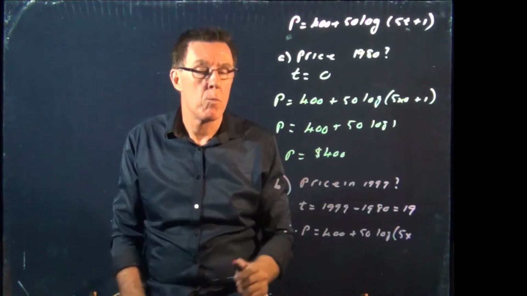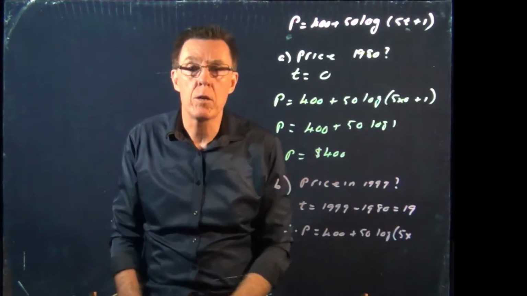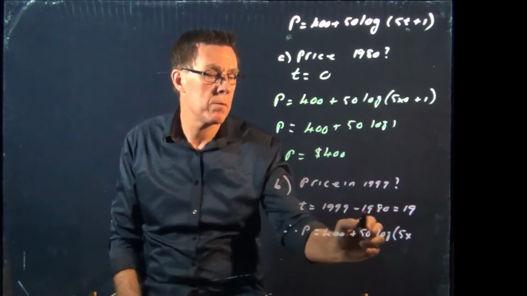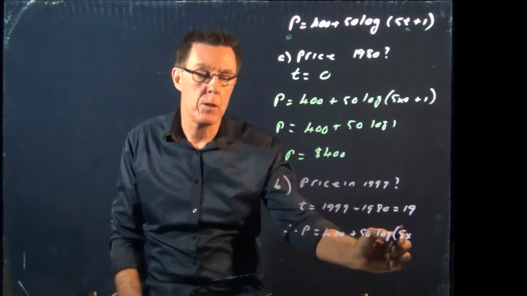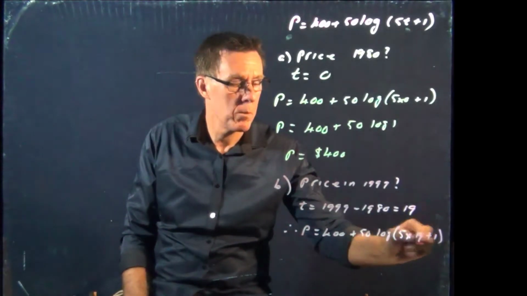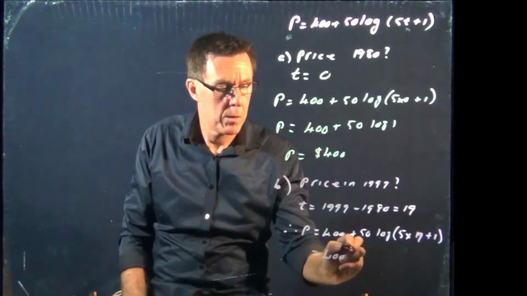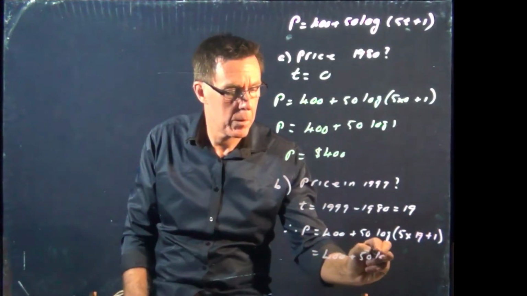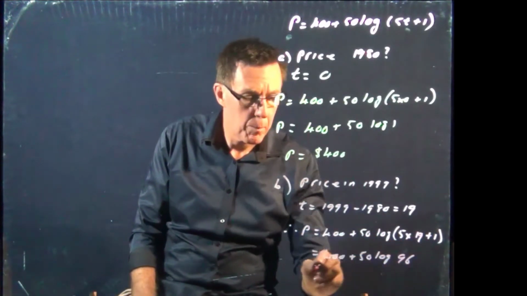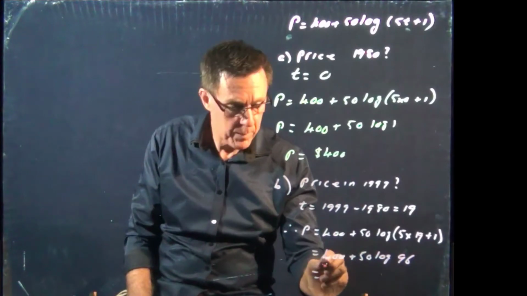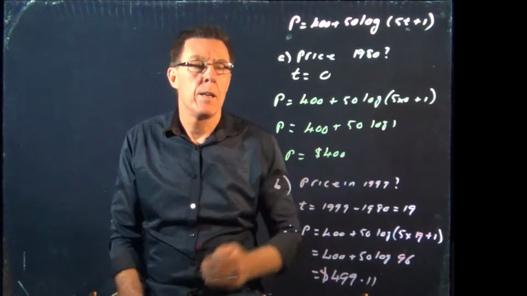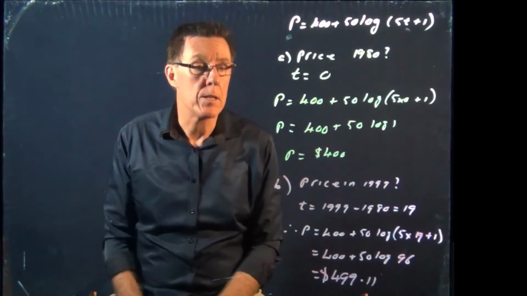So, second question, what's the price of gold per ounce in 1999? Step 1, work out your T value. How long after 1980 is that? It's 19 years. Plug that into your formula. 400 plus 50 log of 5 times 19 plus 1. So 5 times 19 plus 1 is 96. Plug that into your calculator and you get $499.11.